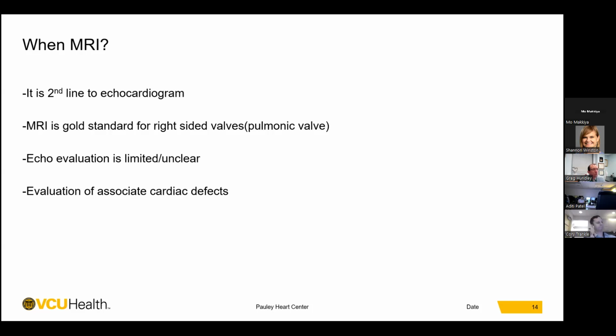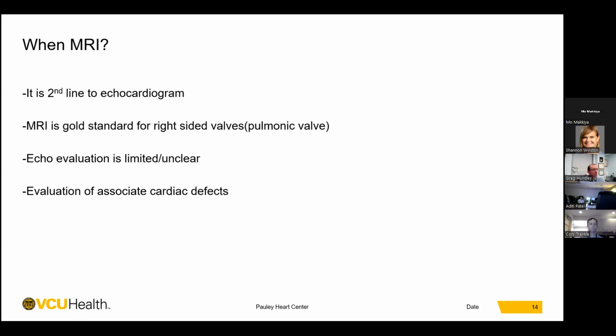CMR has a distinct advantage over echo for its evaluation of right-sided valves, in particular the pulmonic valve, which is not visualized well on transthoracic echo, and even on transesophageal echo. We can clearly visualize it in both in-phase and right ventricular outflow tract views on CMR. It is also advantageous to use CMR for right-sided valve dilation in congenital disease.